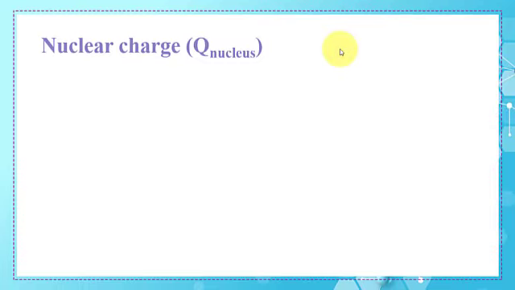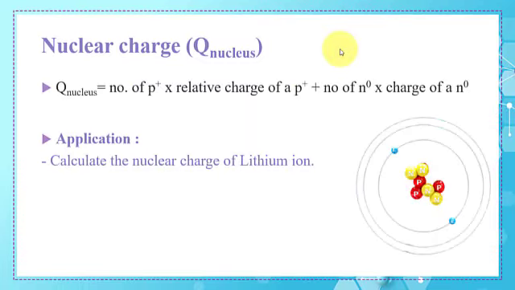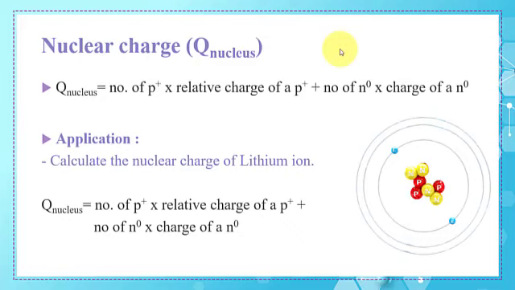What about the nuclear charge of an ion? We follow the same rule for the atom and ion. For example, if we want to calculate the nuclear charge of the lithium ion represented in the figure, we write the rule and then we find out the number of protons. It's 3 times 1 plus and 4 times 0. The answer is 3 plus. So the nuclear charge does not differ between an atom and ion.